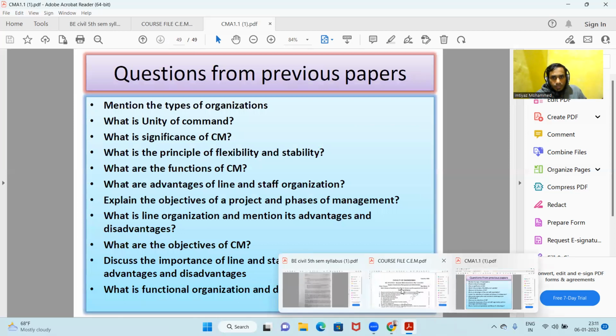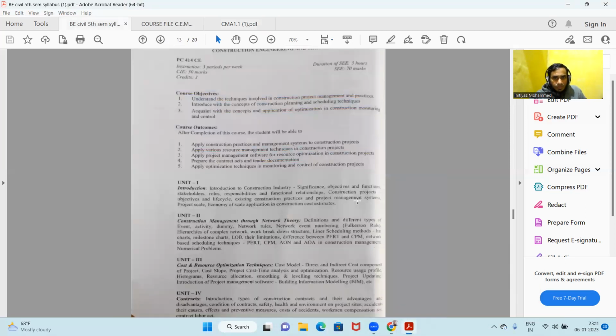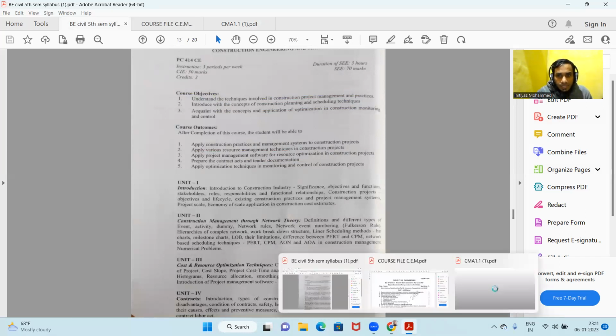Let us revisit our syllabus and see if something is missing or not. So we have objectives of a construction project and life cycle. You can just go through that in the notes which I've already shared. Now regarding project scale, economy of scale, application, just give me some more time because I will be looking at these relevant topics. I'll try to get the material for that and then I'll discuss it once I get it.